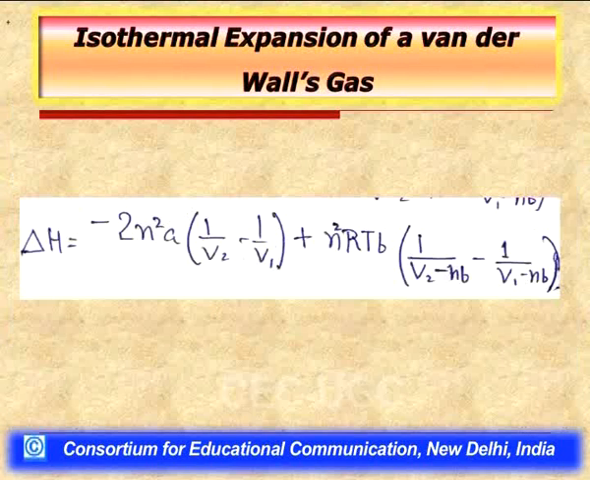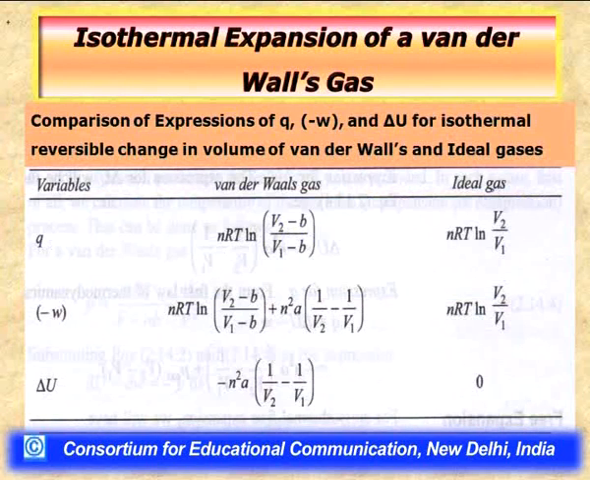So it means that we have derived the quantities of heat involved, the work involved, its negative value over here, and the change in internal energy.